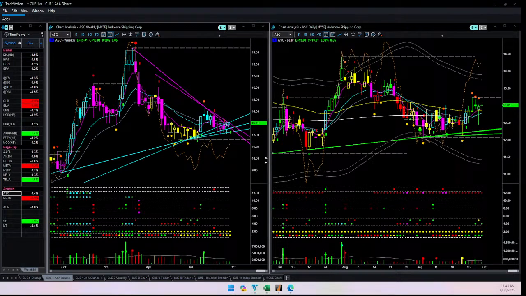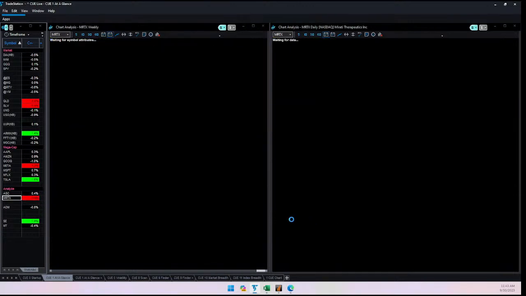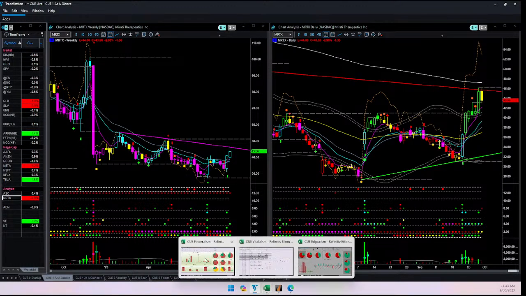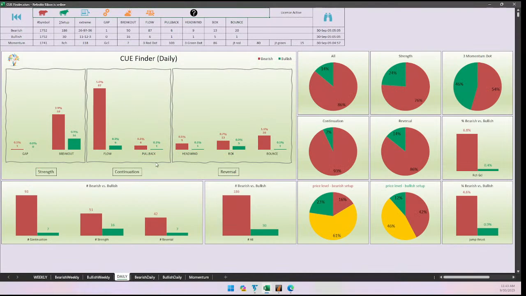This analysis worked out. Market fell, but this stock did not come down. Another stock that I shared was a biotech stock, Mirati Therapeutics. Remember when I looked at these two stocks last weekend, what did I do? I looked at Finder. Remember, let's look back. How did I arrive at those two stocks?